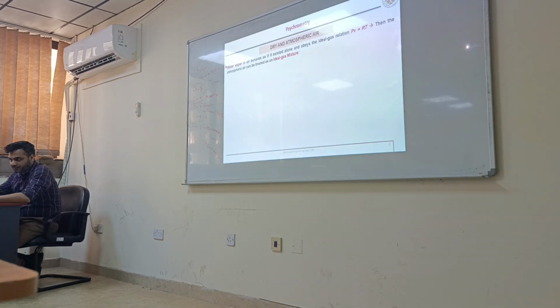Now, the water vapor which is present in that air. We are saying this air is ideal. What about the water vapor in that air? Can we treat it as an ideal gas or not? That is the question. No.